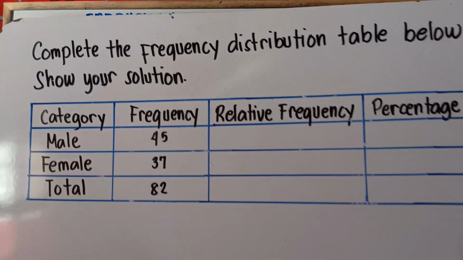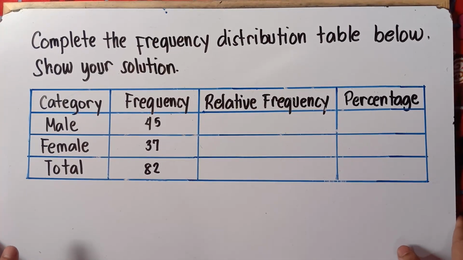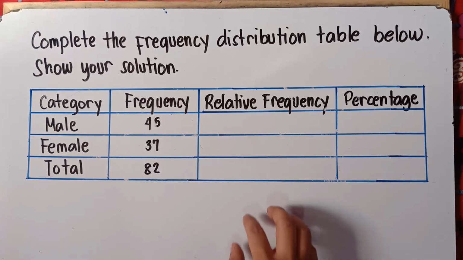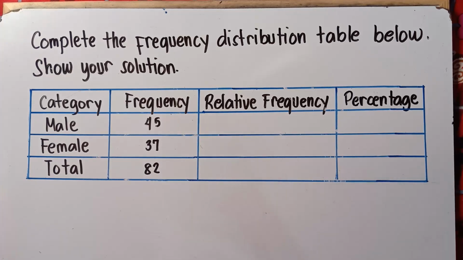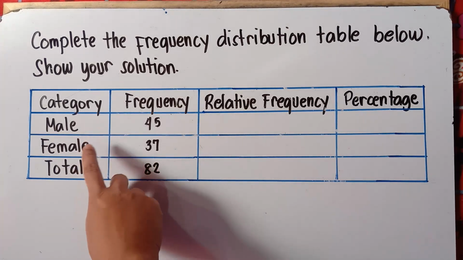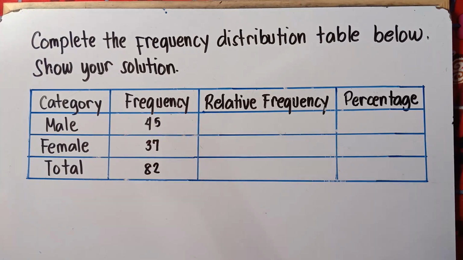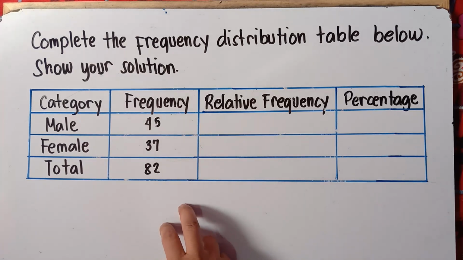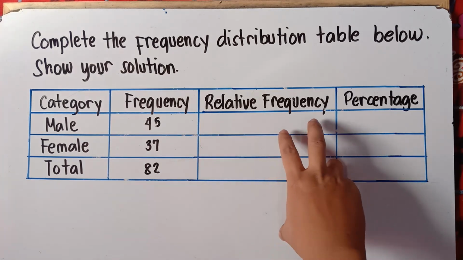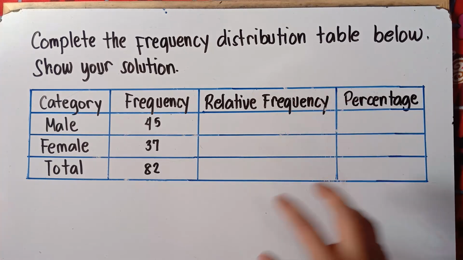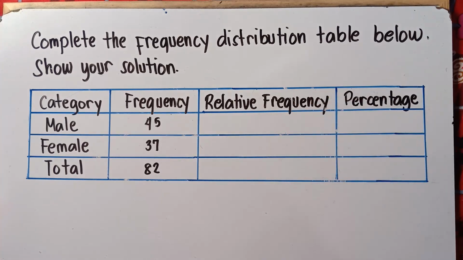Now for example number 2, class, the table is already given. Complete the frequency distribution table below and show your solution. We have the given categories, male, female, and the total. For frequency, male is 45, female is 37, and the total is 82. We're just going to find the relative frequency and the percentage, and then you're all set. Of course, class, we need to show our solution on how to get the relative frequency and how to get the percentage.